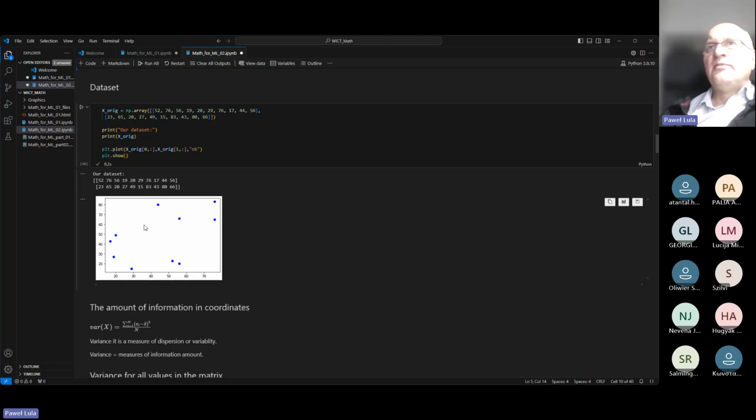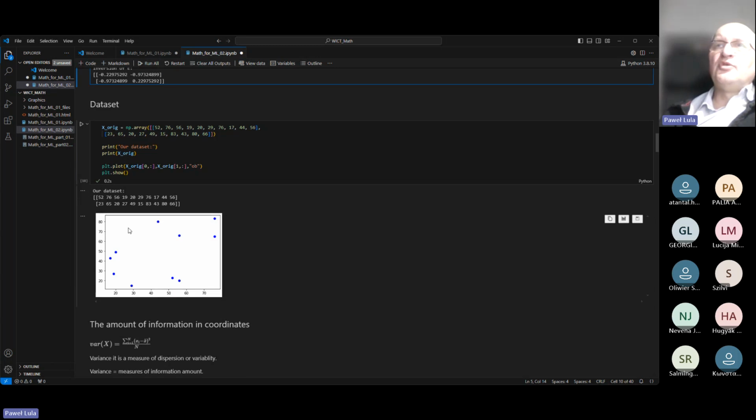And I presented them graphically. We can see them here. They are here. This is the program I use for producing this plot. We have this data defined here, and here I created this graphical presentation. So I have this data set. And I'm going to show you how to use some mathematical rules for analyzing this data set.